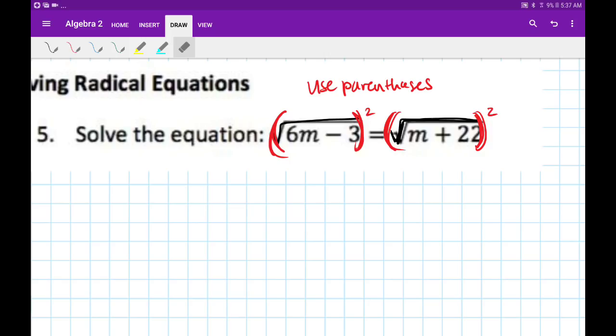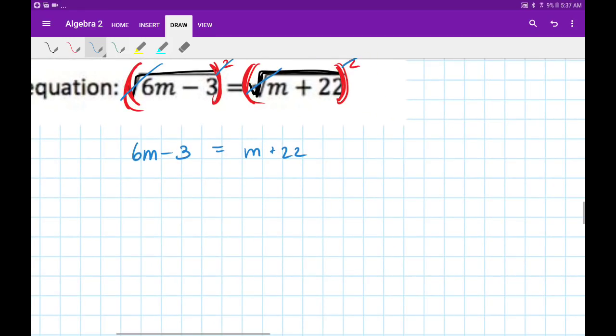Use parentheses, please. So when I square the left side, the radical disappears. I'm left with 6m minus 3. When I square the right side, the square root disappears, and I'm left with m plus 22. Notice there are no squared symbols, so this is not a quadratic equation. Since it's not a quadratic equation, I'm just going to isolate m.